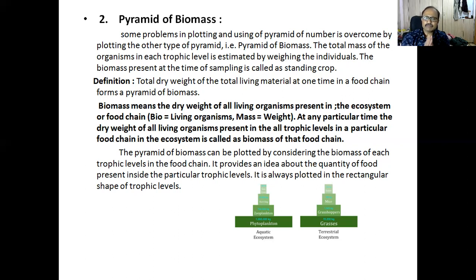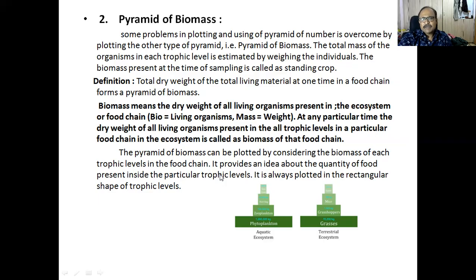Food chain का biomass हम किसे कहेंगे? At one time when we have taken the dry weight of all trophic levels at same time, उसका जो weight आएगा उसको हम कहेंगे the biomass. By considering the biomass we can plot the graphical representation or pyramid.